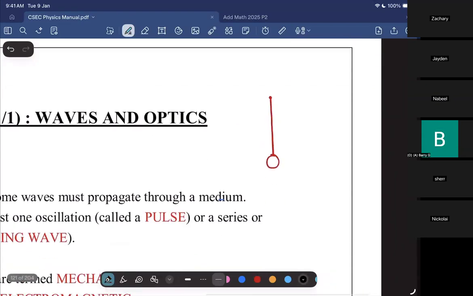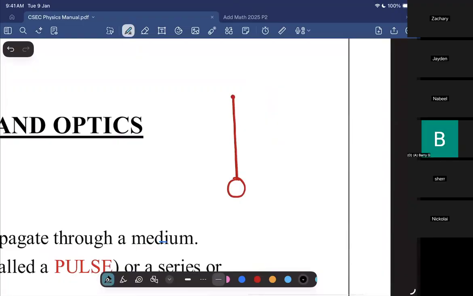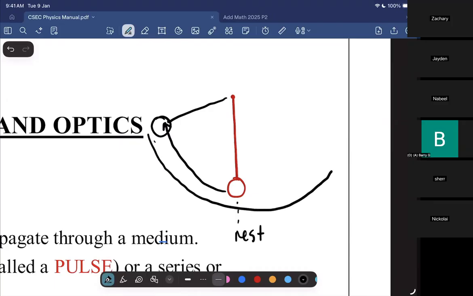So what would a full oscillation look like for a pendulum? Well, this is the starting position. This is the rest position. You would take it and displace it some distance, and then release it. When you release it, it is going to swing over here, and then it's going to return back to its original position. That would be an oscillation.